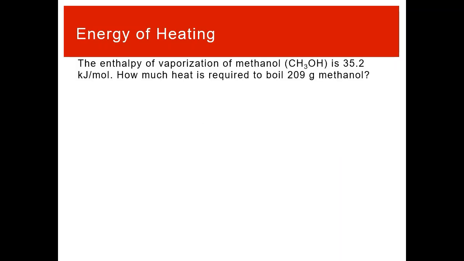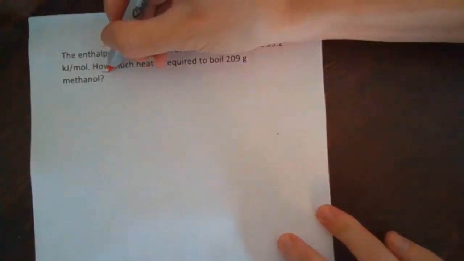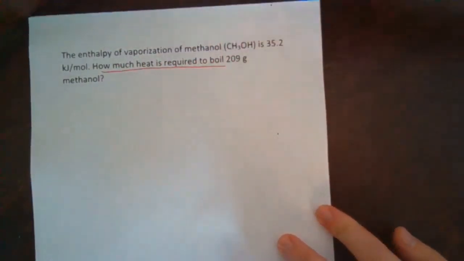So let's look at an example of just one part here. The enthalpy of vaporization of methanol is 35.2 kilojoules per mole. How much heat is required to boil 209 grams of methanol? Okay, so how much heat is required to boil?